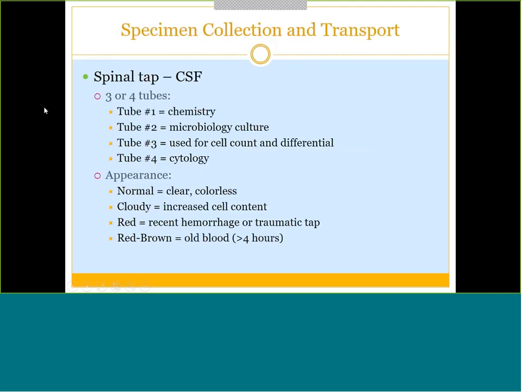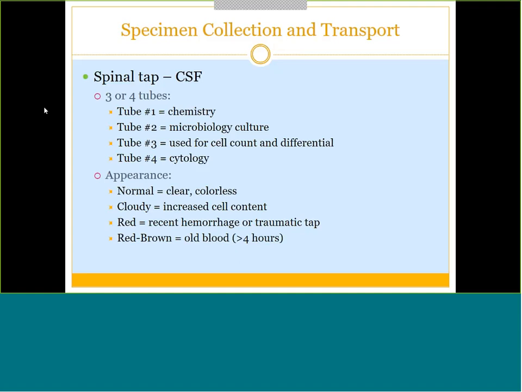All right, so collection. To screen for meningitis especially, we're collecting cerebrospinal fluid. It's done by a spinal tap. Obviously, we're not performing that. That would be done by the provider. But they're going to collect 3 or 4 tubes. Now, for those that have taken urinalysis, this should be review for you. But let's remember the tubes and the order they go in.